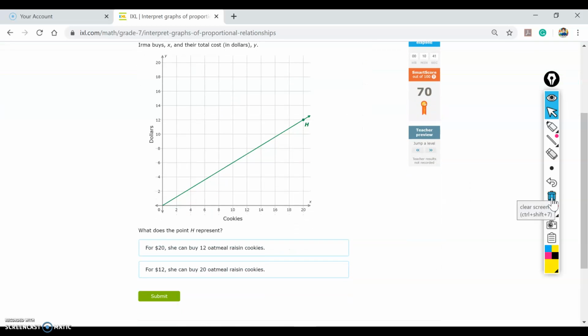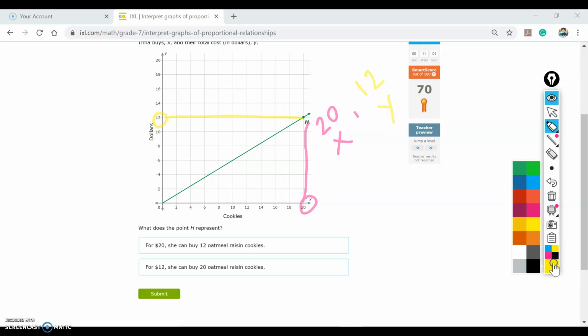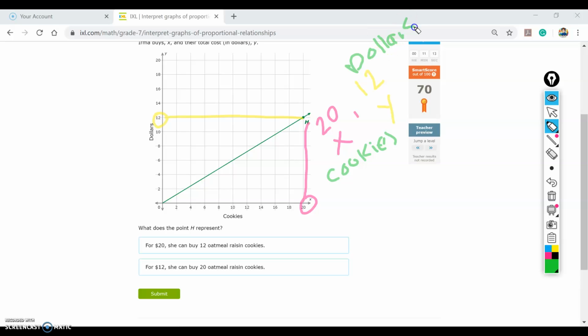Now let's get ahead to see what we would have. Oh, you want to do one more? Yeah, we got time. So let's do this one. Let's find the coordinates for H. The x coordinate is 20, and the y coordinate is 12. Now let's see what the x coordinate talks about. Oh, the x talks about cookies. And the y talks about dollars. So you have 20 cookies per $12.